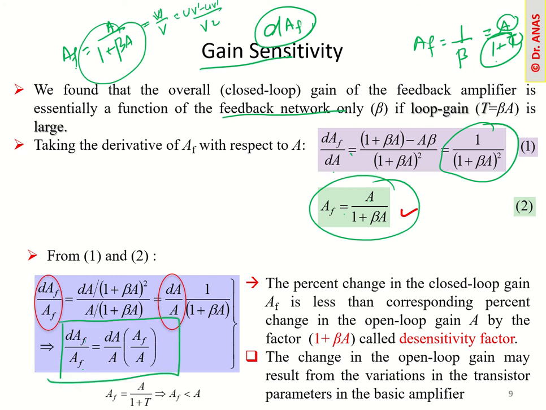The change in gain with respect to the gain value is the change of open loop gain multiplied by the closed loop gain divided by the open loop gain. So basically the percentage change in the closed loop gain is less than the corresponding percentage change in the open loop gain by a factor of 1 plus beta A. So that is the main equation we are getting here. The gain sensitivity we can analyze by using this formula.